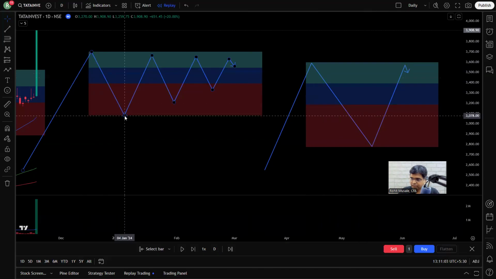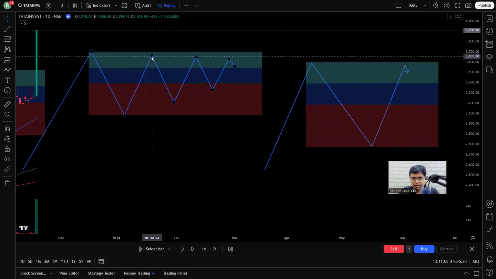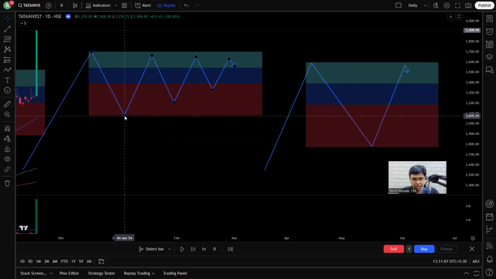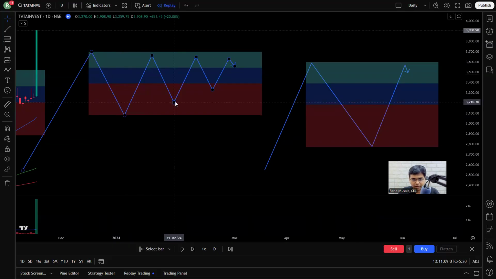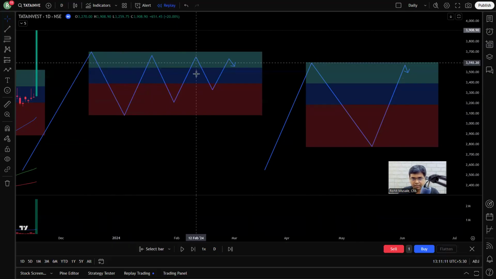But if you look at here, this is a proper natural consolidation. People who buy here, sell here. Again, people who buy here, sell here. Again, people who buy here, sell here. So there is natural, normal consolidation happening towards the right side.